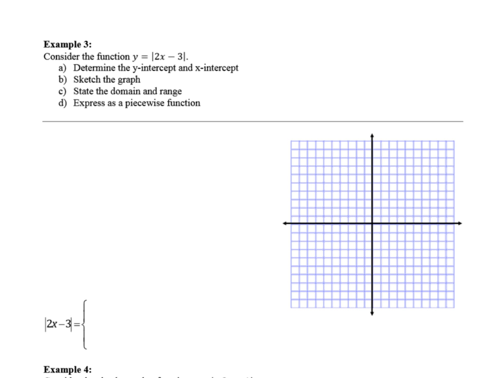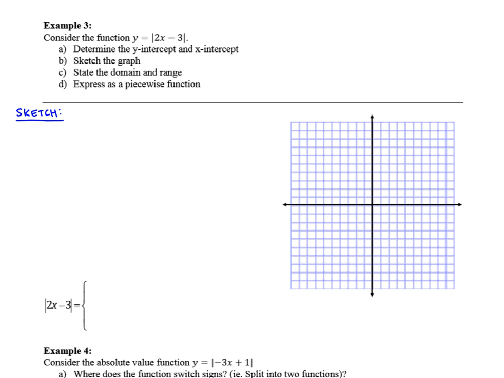Let's do some more graphs. Okay, consider the function y equals the absolute value of 2x minus 3. Determine the y-intercept and x-intercept. Okay, let's do that first. How should I do this, by hand or not? Okay, I'm going to show you how to sketch this by hand.